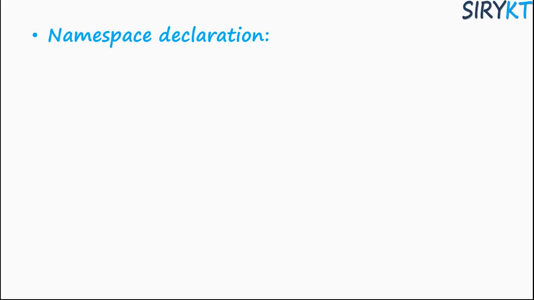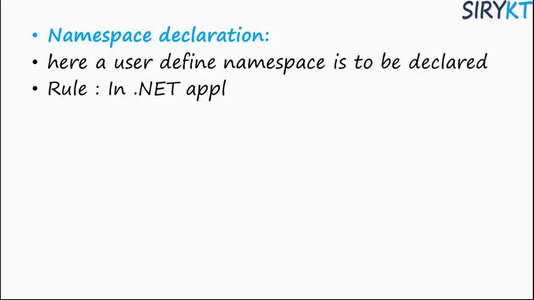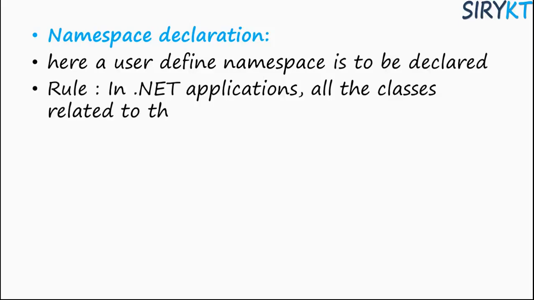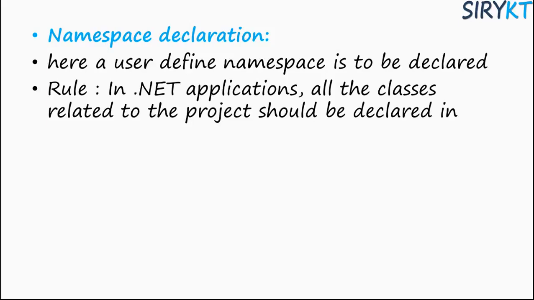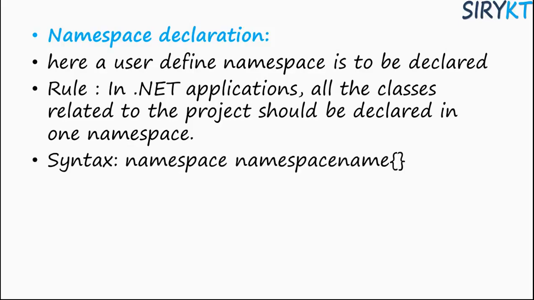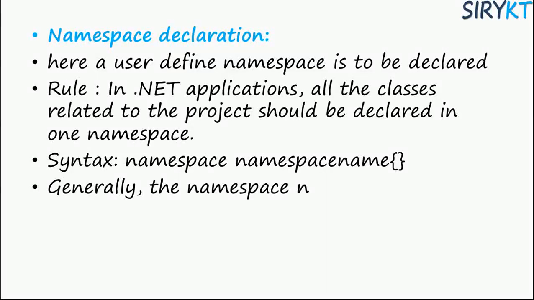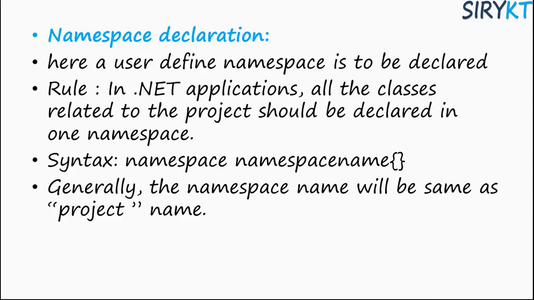Namespace declaration. Here, a user-defined namespace is to be declared. The rule of declaring a namespace is as follows. In a .NET application, all the classes related to the project shall be declared in one namespace. The syntax is: namespace, namespace name, curly brackets. Generally, the namespace name will be the same as the project name.